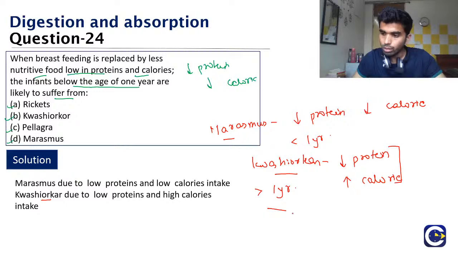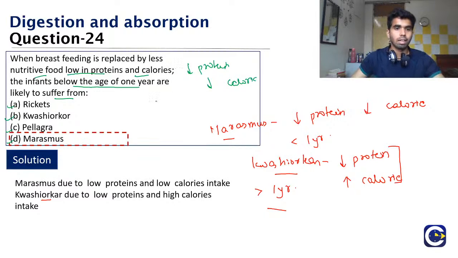So the correct answer here would be option D, that is marasmus. As yes, all of you are correct.